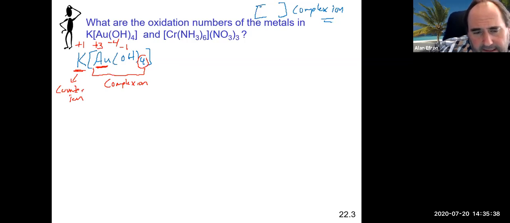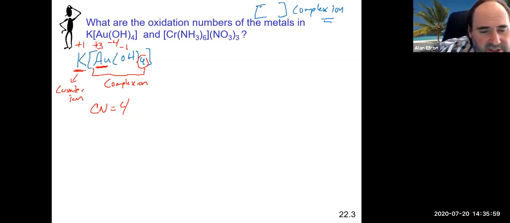And when we look at the coordination number in this case, the coordination number for this guy would be 4. Hydroxide, OH minus, is a monodentate ligand, so it will attach one place per hydroxide. And there's 4 of them that are attached to our gold.